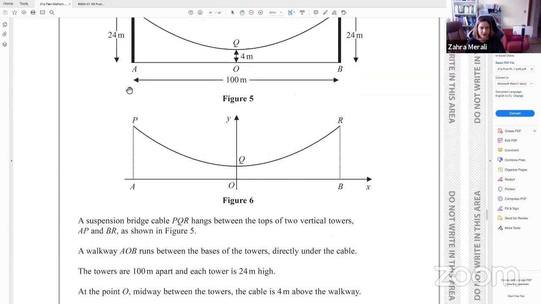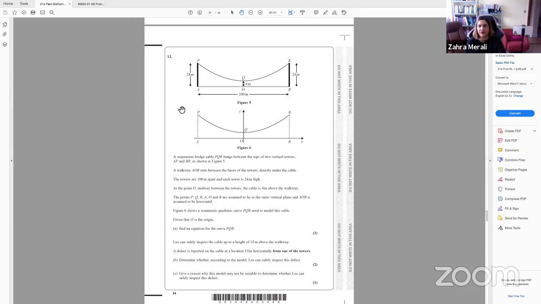Right, we have, I know you can see that, there you go. A suspension bridge cable, PQR, hangs between 2 vertical towers. Lots of information there. It tells you the towers are 100 meters apart and each tower is 24 meters high. It shows it's a symmetrical quadratic. So in the question, they're telling you you've got a symmetric quadratic curve, and they're asking you to find the equation.